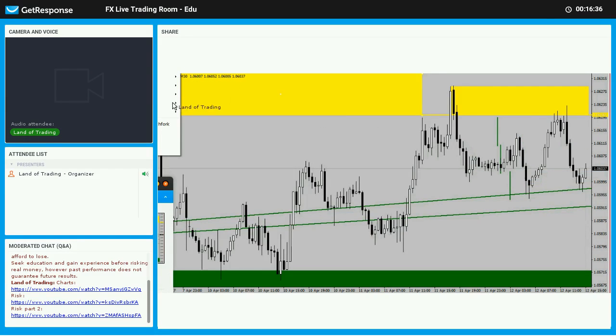So what we did, the demand zone being created. So as we were approaching this supply here, even before we hit here, okay, here, I knew it.